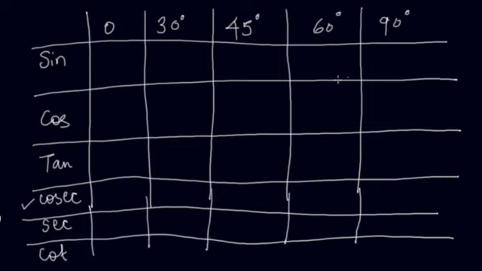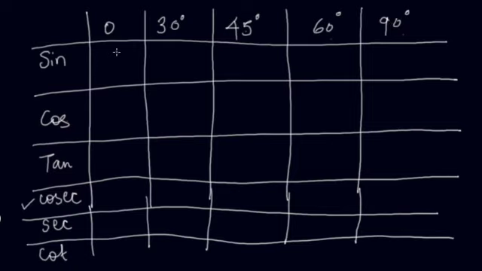So how do we memorize these values from 0 to 90? The rule is very simple. You first write sine, cos and tan. This is the sequence in which you write. It starts from 0, 30, 45, 60, 90. This is what you can remember: sine, cos, tan and 0, 30, 45, 60, 90.